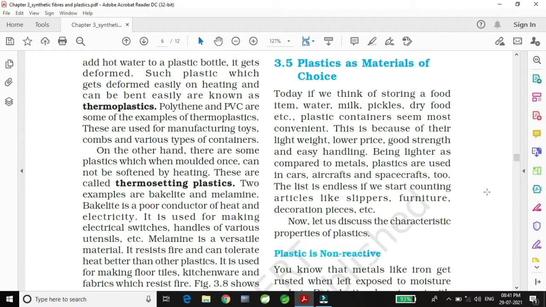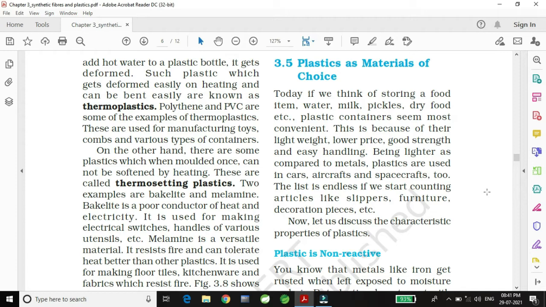You must have seen the PVC pipe which is available in the market, and you know the example of polythene because it is a carry bag. Thermoplastics are also used for manufacturing toys, combs, and various types of containers, so that if one breaks, we can recycle it and make a different article.